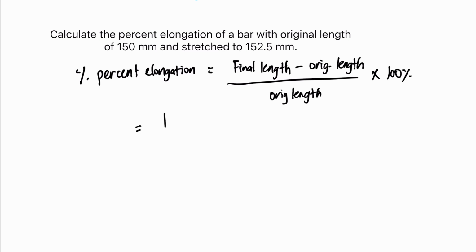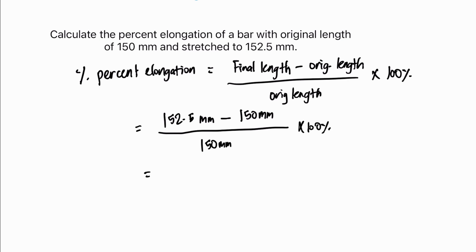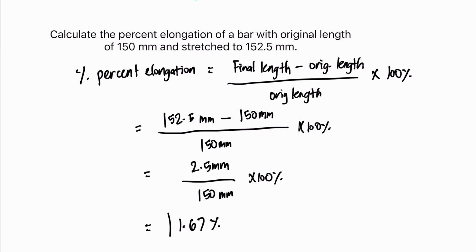So 152.5 mm minus 150 mm, divide the answer of that expression by 150 mm, times 100%. So 152.5 minus 150 is 2.5 mm, divided by 150 mm, multiplied by 100%. This will give you a percent elongation of 1.67%. So that is the answer.